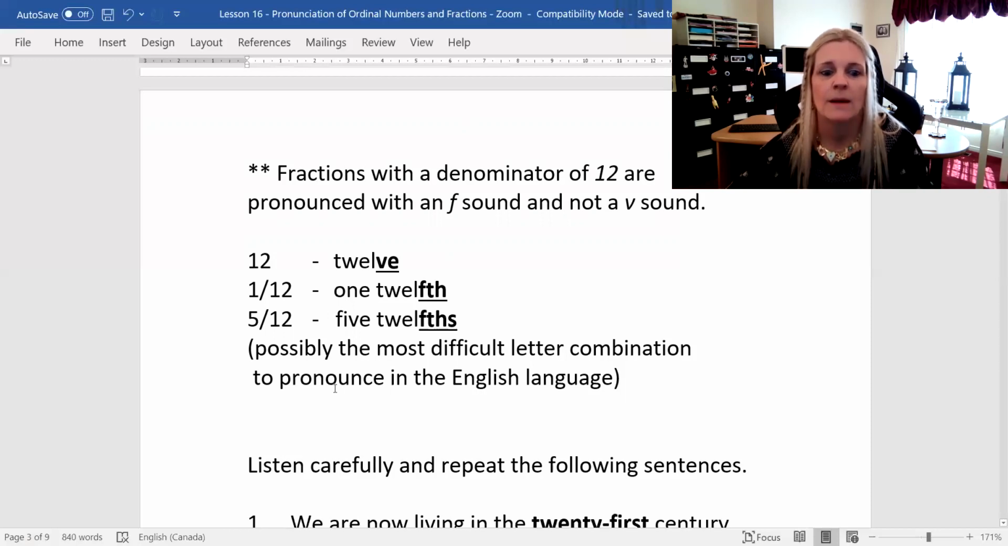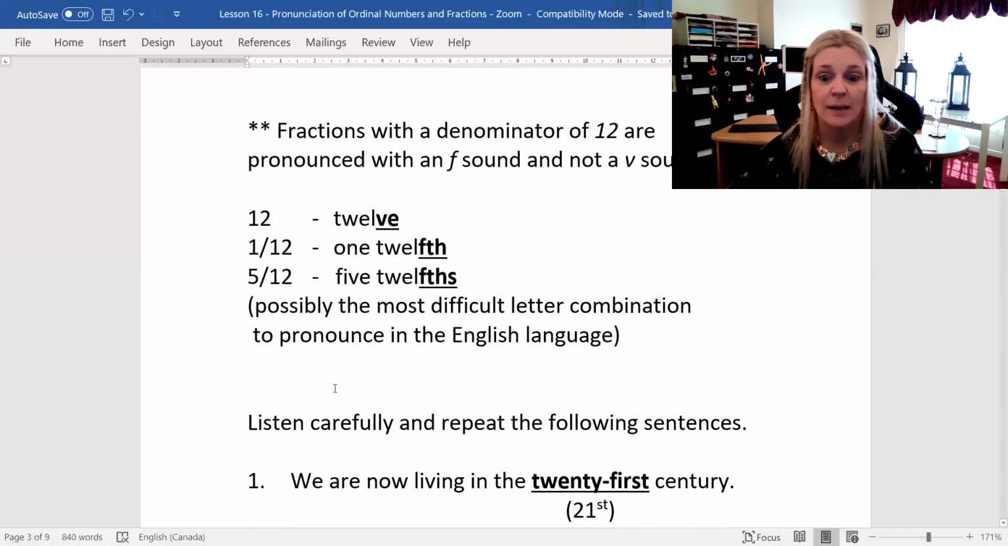5/12. 5/12. I can say no more. Just keep practicing that. 5/12. You'll get it, keep practicing.